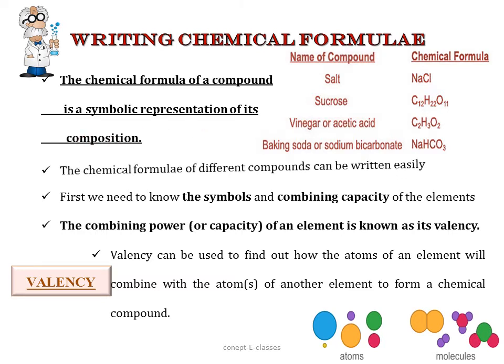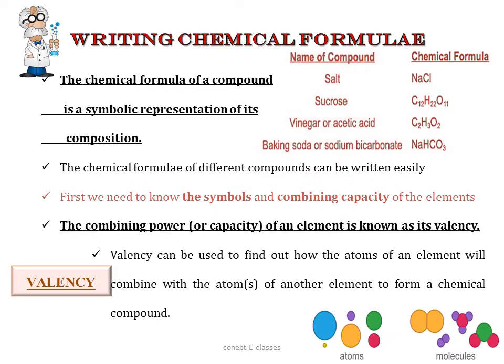Now the chemical formula of different compounds can be written very easily. See here, sucrose C12H22O11, acetic acid C2H3O2. So we'll study how we can write these chemical formulas. So first we need to know the symbols and the combining capacity of the elements. We already studied about symbols of different elements in part 1. Now what is this combining capacity?